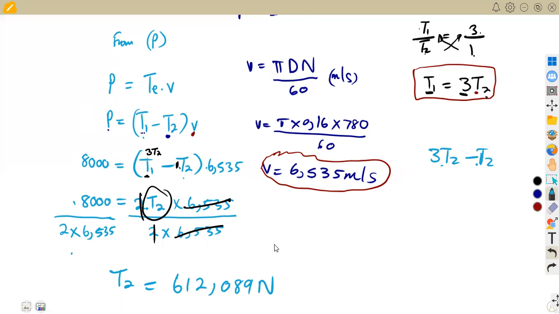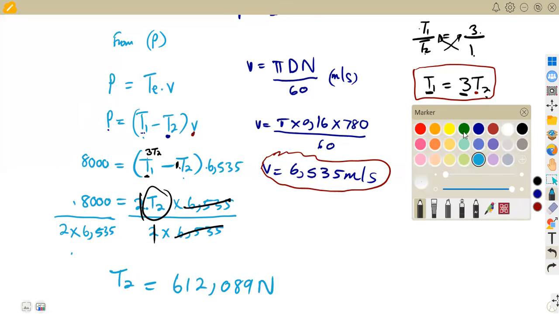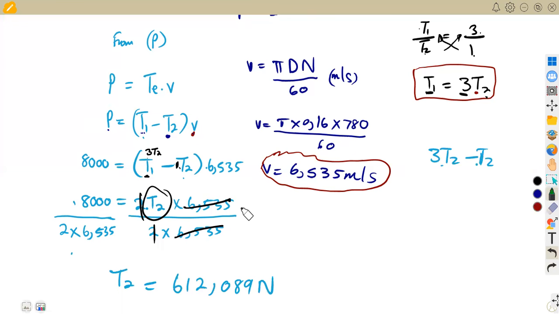So what's the advantage of doing this? Remember, our major focus is not to calculate T2, no. Our major focus is to calculate T1. So you could have substituted in terms of T1 directly, but it was going to be a fraction, which is fine. Guys, this solving part is in your hands. You play around the way that you're comfortable with.